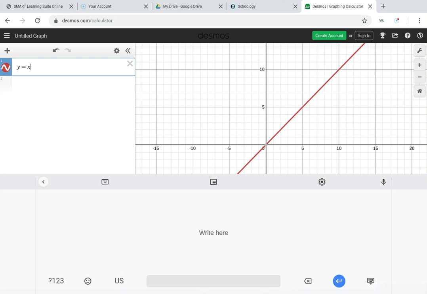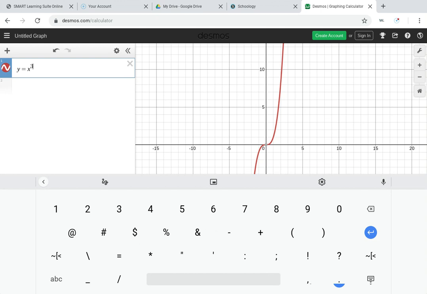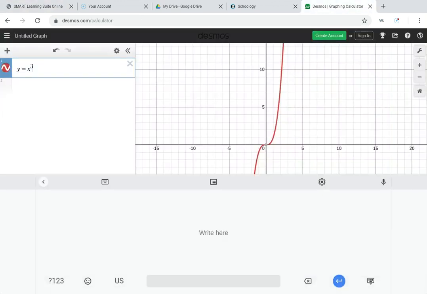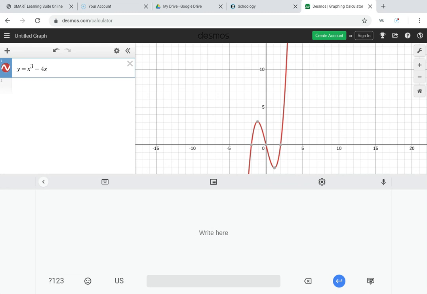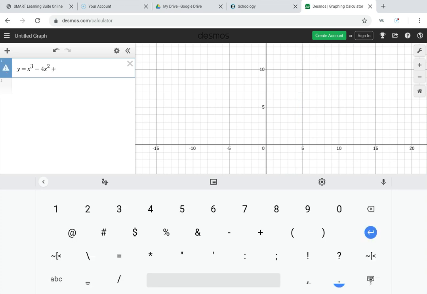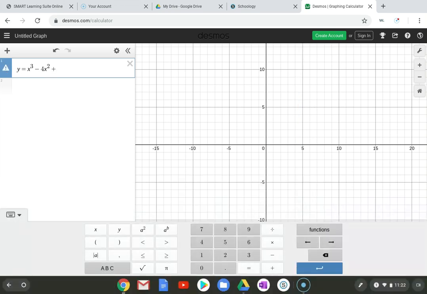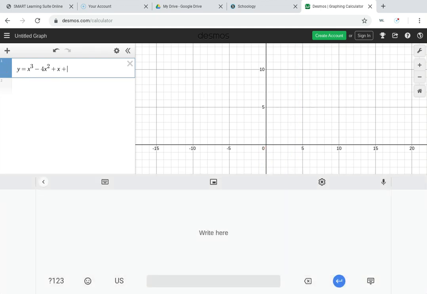Okay, x cubed. All right, now I've forgotten already. Minus 4x squared plus x plus 6. All right, minus 4x squared. Okay, plus x plus 6. All right, so there we go. X cubed minus 4x squared plus x plus 6.